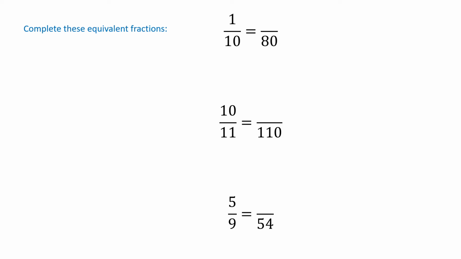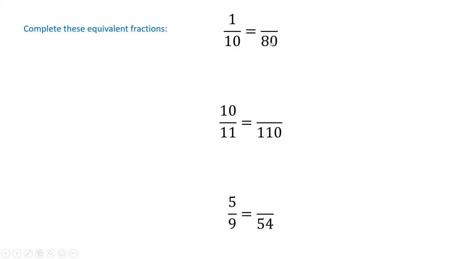1 over 10 equals 8 over 80. 10 over 11 equals 100 over 110. 5 over 9 is 30 over 54. So the answer for 1 over 10 is 8 over 80. What we do is that in the denominator we times 10 by something that makes 80. So what 10 times something makes 80? 10 times 8 is 80.